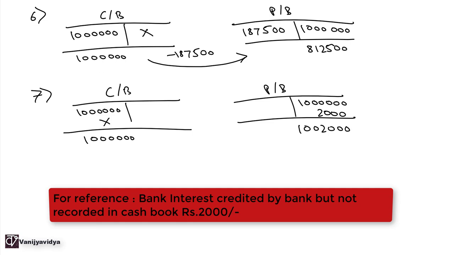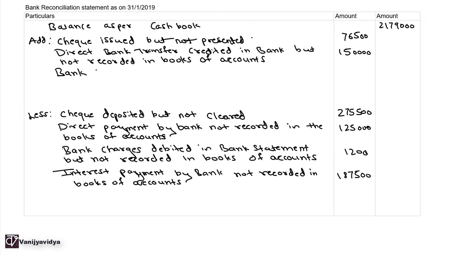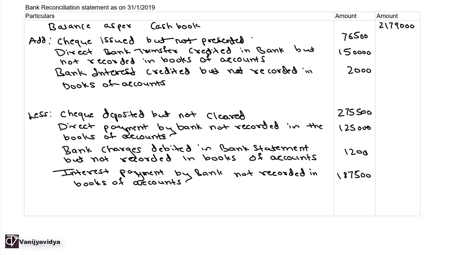Now we are moving from cash book to passbook. So we have to add 2000 in bank reconciliation statement. Let's do this. Add bank interest credited but not recorded in the books of accounts 2000. Now this was the last transaction. Now let's take a total and find out what is the balance as per bank statement as on 31st Jan 2019.